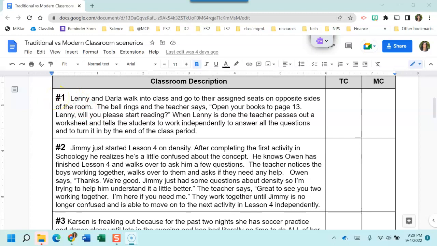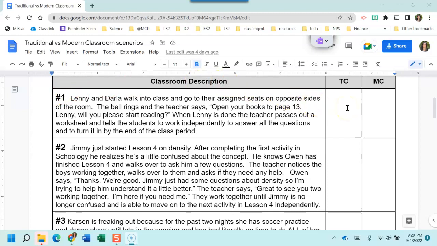Lenny and Darla walk into class and go to their assigned seats on opposite sides of the room. The bell rings and the teacher says, "Open your books to page 13. Lenny, will you please start reading?" When Lenny is done, the teacher passes out a worksheet and tells the students to work independently to answer all the questions and to turn it in by the end of the hour.